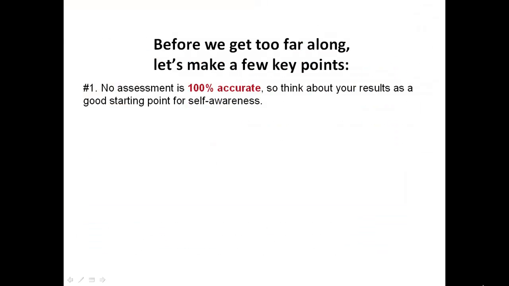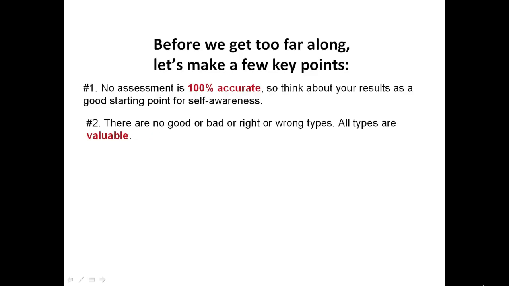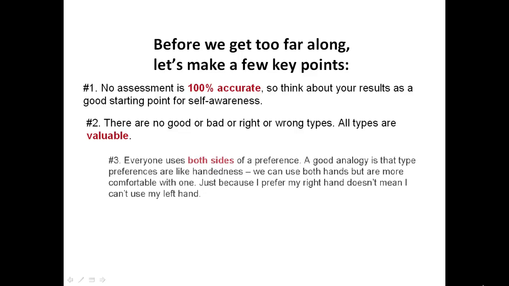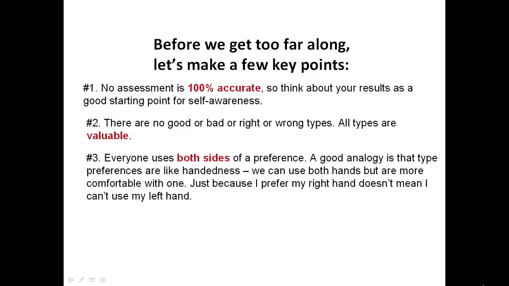Before we get too far along, let's make a few key points. Number 1, no assessment is 100% accurate, so think about your results as a good starting point for self-awareness. Number 2, there are no good or bad or right or wrong types. All types are valuable. Number 3, everyone uses both sides of a preference. A good analogy is that type preferences are like handedness. We can use both hands but are more comfortable with one.